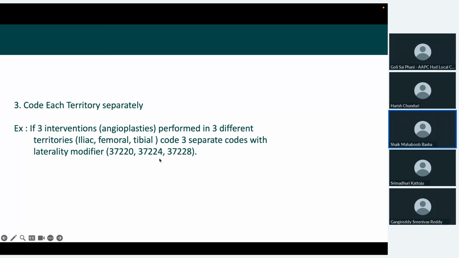Why can we not code add-on codes here? Add-on code is applicable only if they do multiple vessel interventions in the same territory. If it is different territories, even in the same leg, all 3 primary codes are applicable. So 37220 is for iliac, 37224 is for femoral, 37228 for the tibial family. Yes, Swati, we can code 3 primary codes. So this guideline is clear.